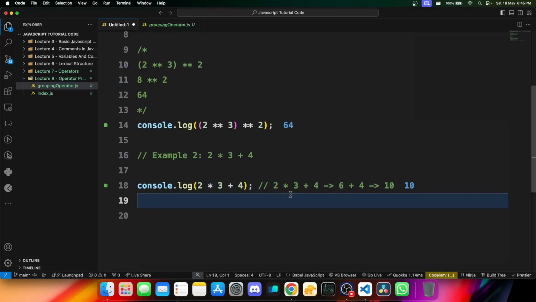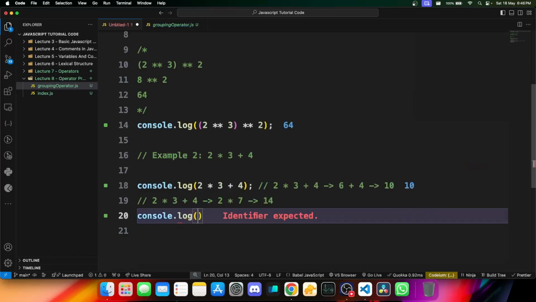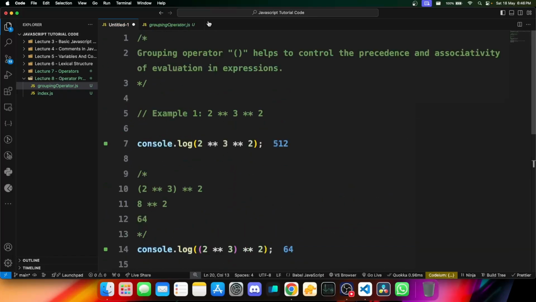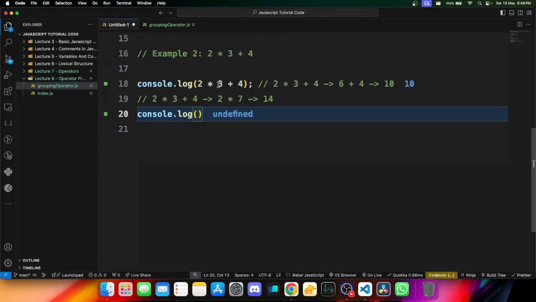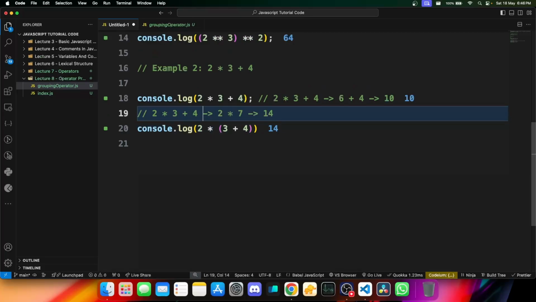I want to do it the other way. I want to do something like this: 2 multiply 3 plus 4 should be like 2 multiply 7, and that should give me 14. To do that, I can control the precedence and associativity using the grouping operator, and I can wrap this thing around the grouping operator so that it has to be solved first by JavaScript. I can do that, and that would basically give me this 40. So that's what I have to do: wrap this around the grouping operator. You can see that I'm getting the answer accordingly now.